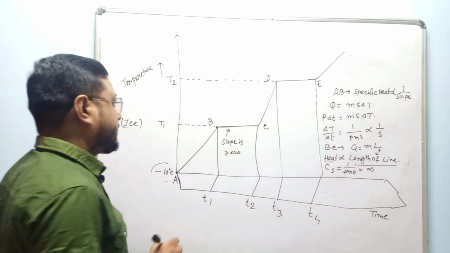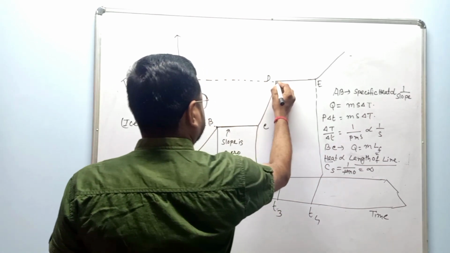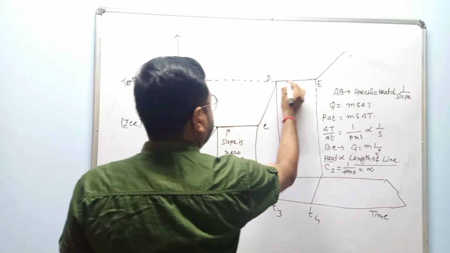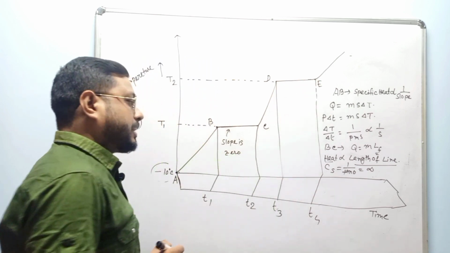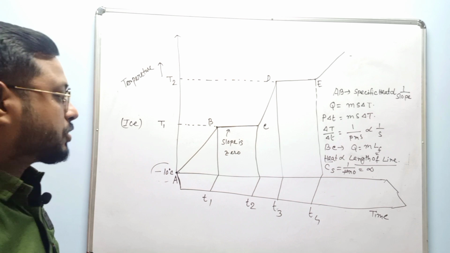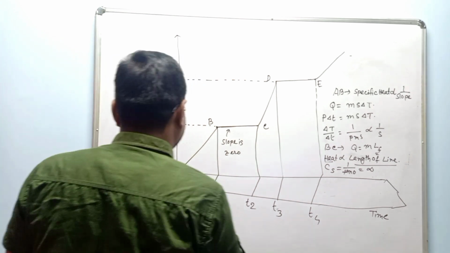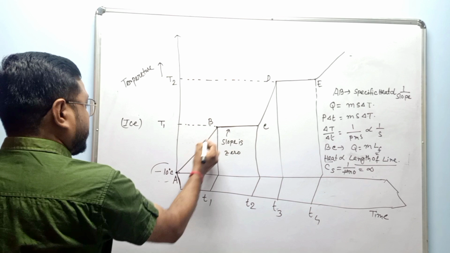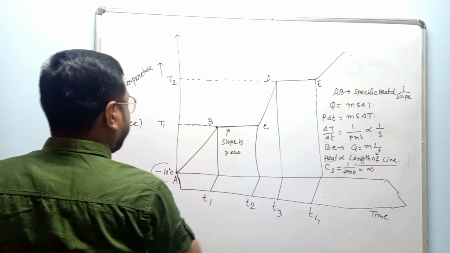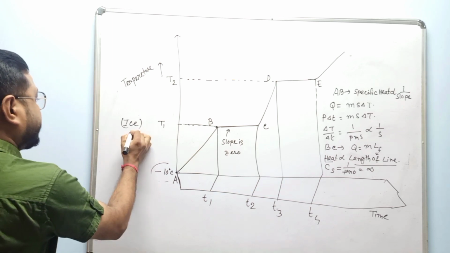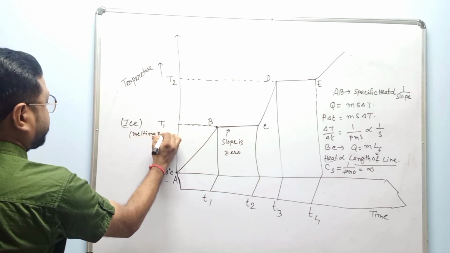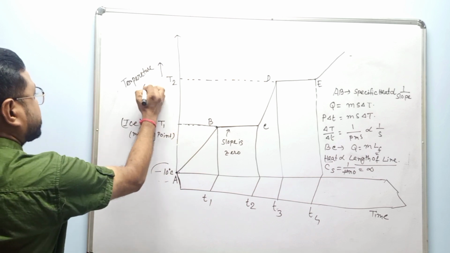The similar case occurs for CD. For CD, the specific heat is inversely proportional to the slope, and for DE, the slope is 0 and the heat is proportional to the length of the line. So at T1, the ice starts to melt at its melting point. T1 is known as the melting temperature or melting point. T2 is known as the boiling point.